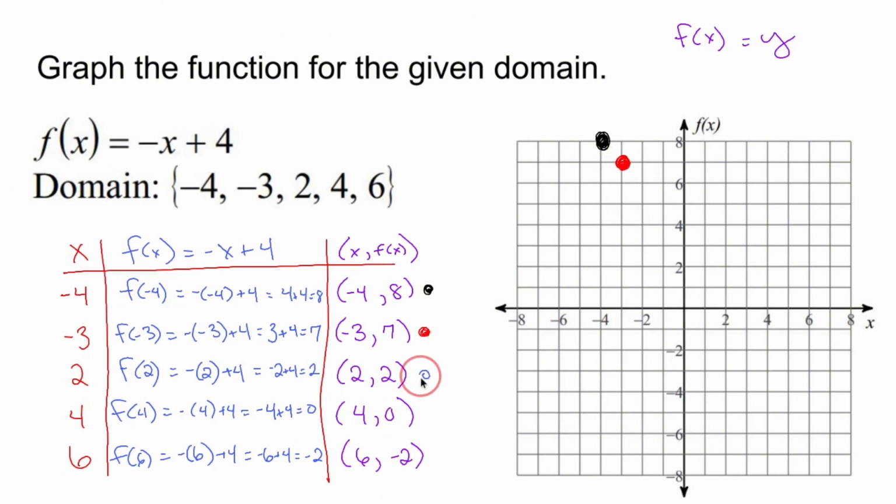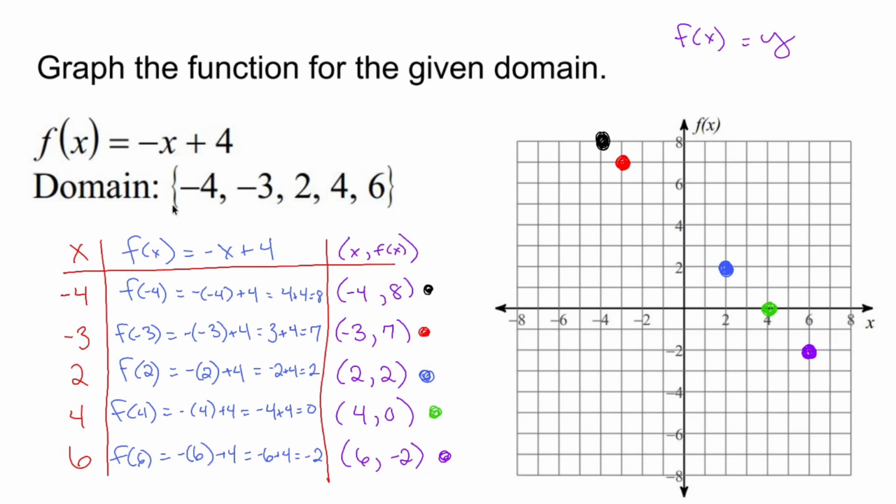2, 2 has me going from 0, 0 and going right 1, 2, up 1, 2. Put a dot there, and there's my 2, 2. 4, 0 has me going from 0, 0 and going right 1, 2, 3, 4. And then the 0 tells me don't move. And then last but not least, we have 6, negative 2, which has me going right 1, 2, 3, 4, 5, 6, down 1, 2. And there you have it.